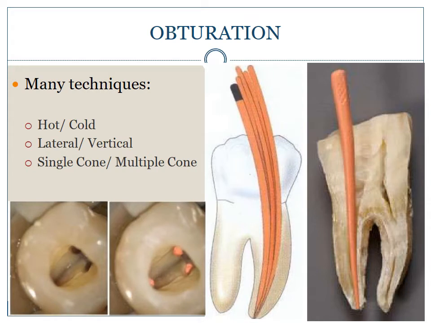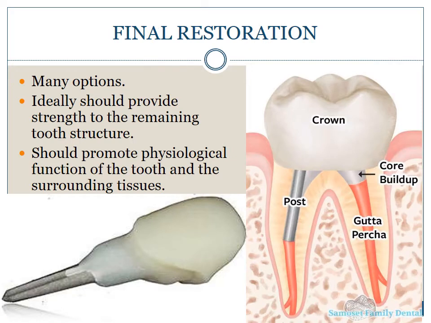Obturation. It is a method used to fill and seal a cleaned and shaped root canal using a root canal sealer and core filling material. Sealers are frequently used as the sole obturating material in teeth cannot stay on its own. There are multiple techniques for obturation. There is hot and cold compaction, vertical and lateral compaction, single cone and multiple cone.